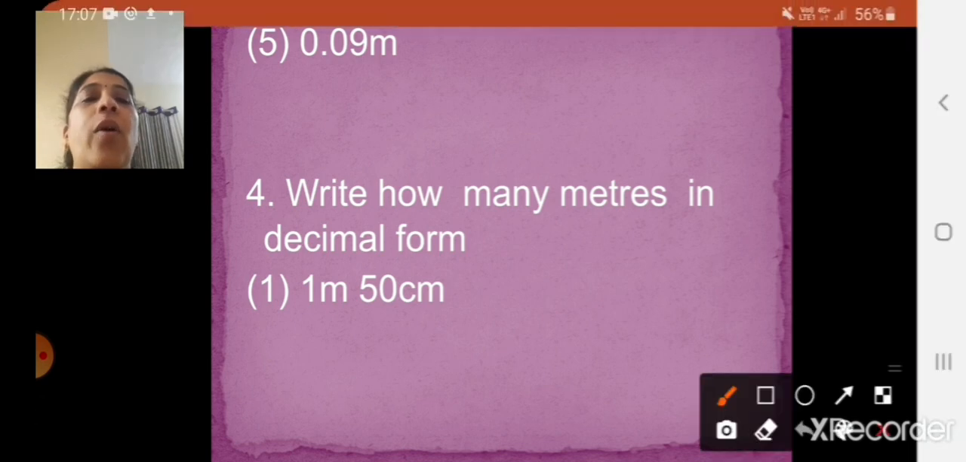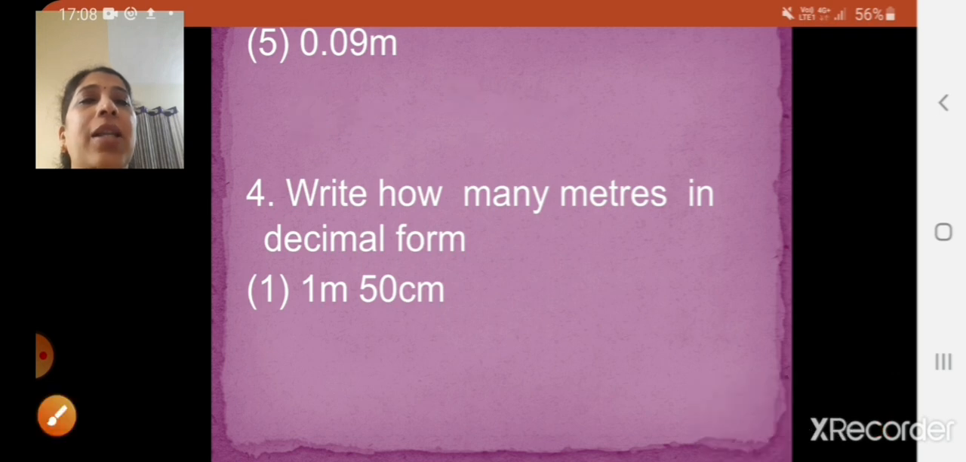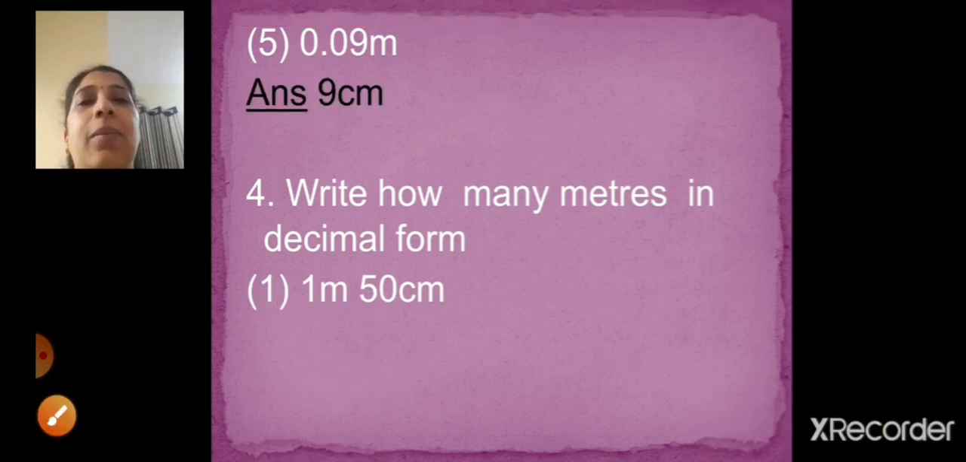Next one is 0.09 meter, right? So 0.09 meter means again 0 meter. So 0 meter, and after the decimal point it is 09, right? So 09 centimeter. So that means you will write it as 9 centimeter, right? So your answer will be 9 centimeter.